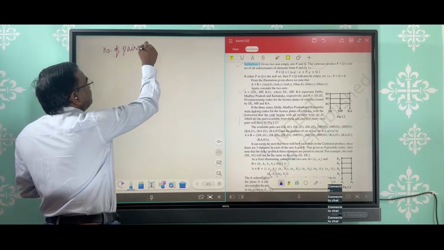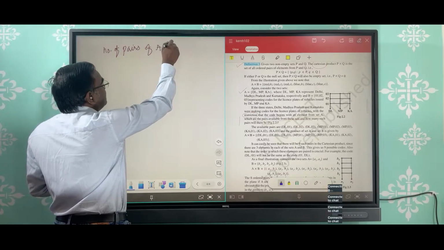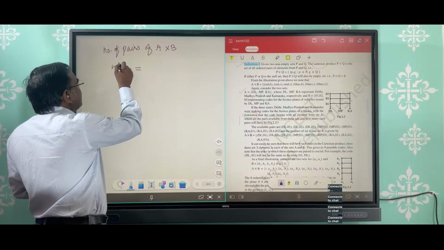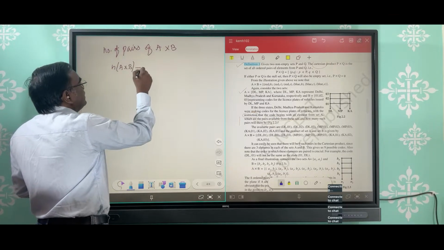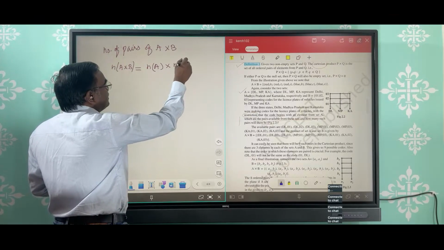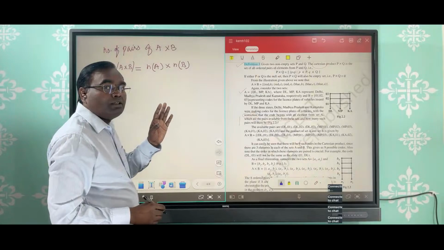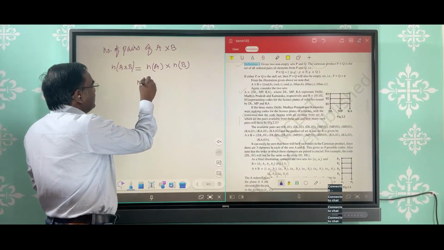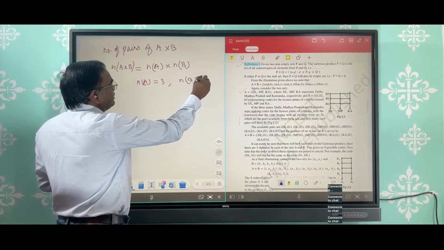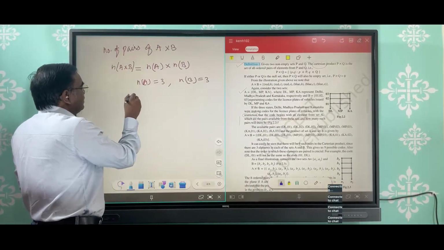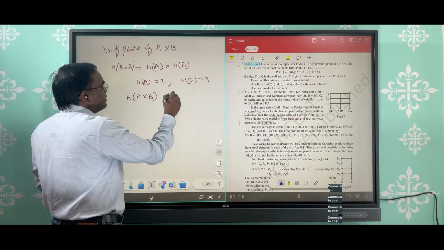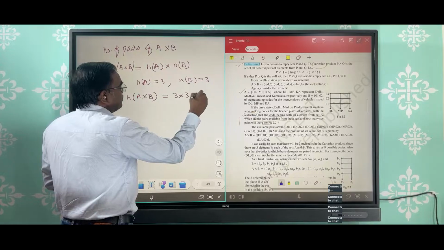Suppose you want to find the cross product of A and B. The number of pairs of A cross B is the number of elements in A times the number of elements in B. You can imagine that the number of elements in A in this example is 3, and the number of elements in B is 3 also. So how many pairs will we have in the Cartesian product A cross B? 3 into 3, that is 9. So 9 pairs in total.